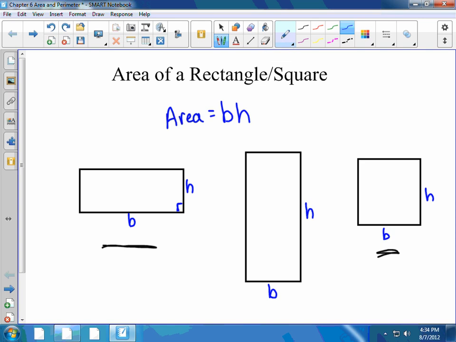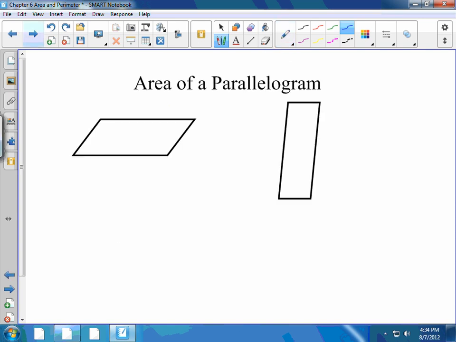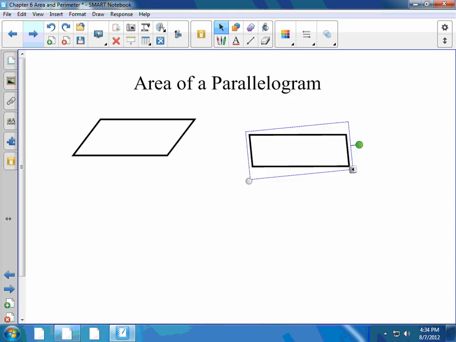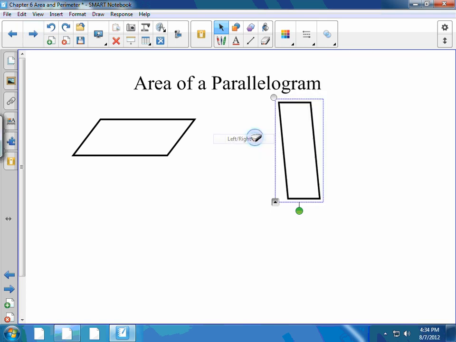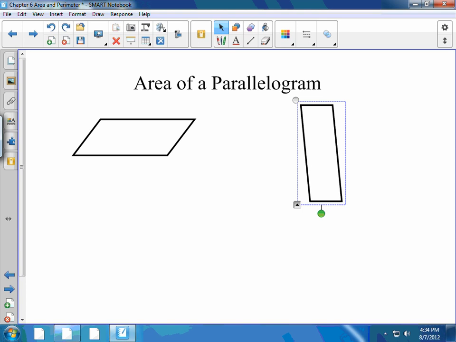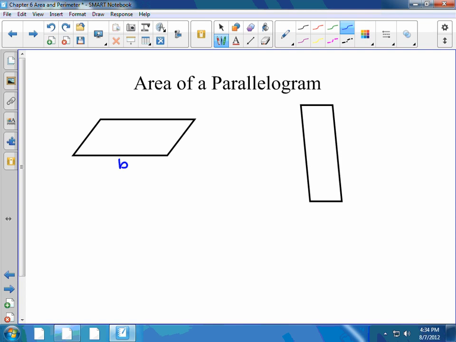Okay, so area of a parallelogram. Here I have two parallelograms. If you remember, they're quadrilaterals, and a good way to describe them is they're kind of like a rectangle, but slanted. Okay. Now they can be slanted the other way around as well. Oops. Let's flip this. Like this. Right. And a parallelogram still has a base. So you pick a side, and that would be its base.